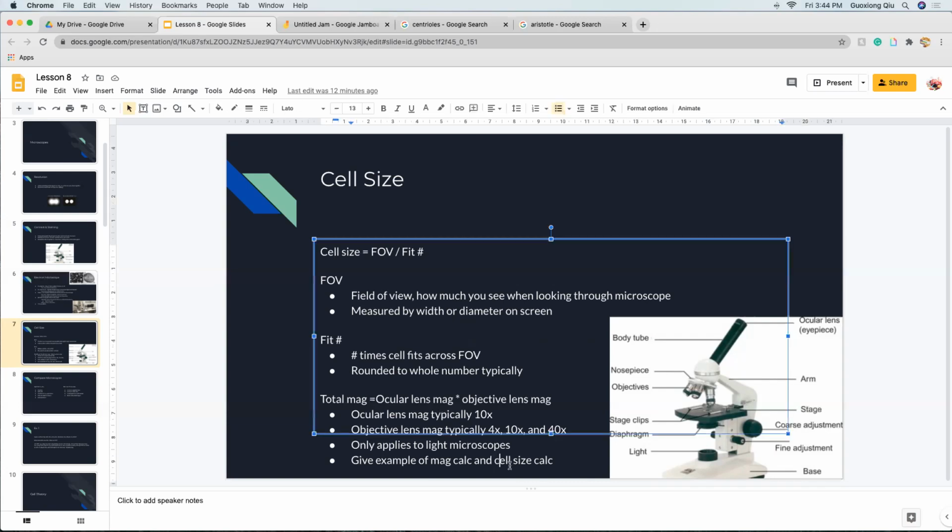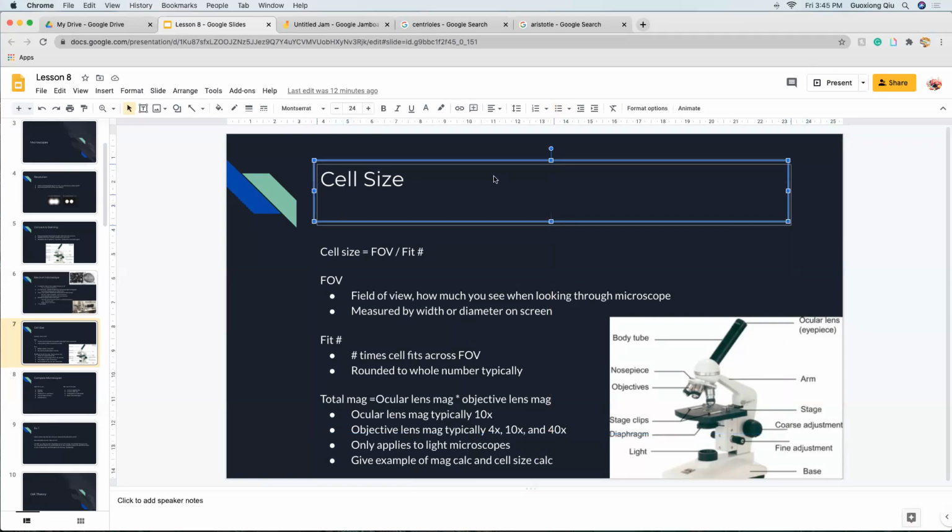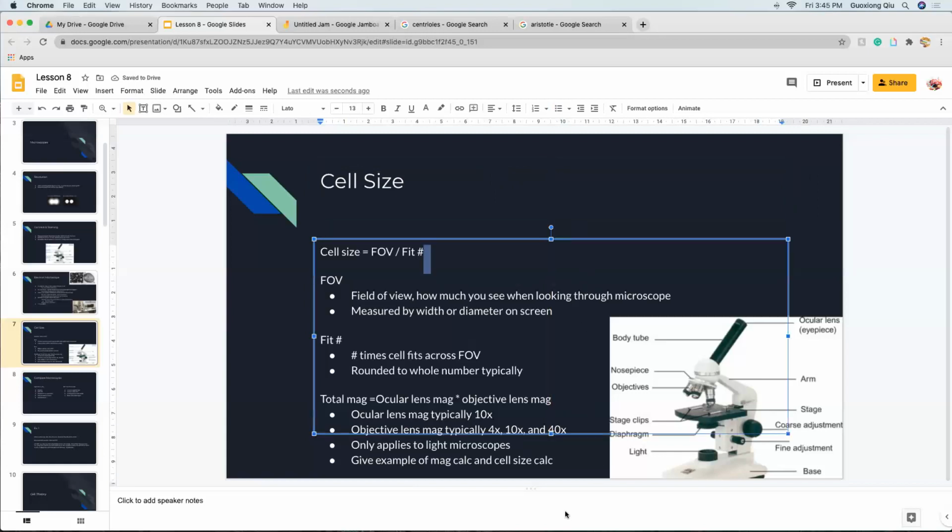An example of a cell size calculation, let's see. Let's say I have a field of view of 4 nanometers, which is like tiny, I think. And then the cell, let's see, here's my FOV. This is what I see when I look through the microscope. And this is my cell.